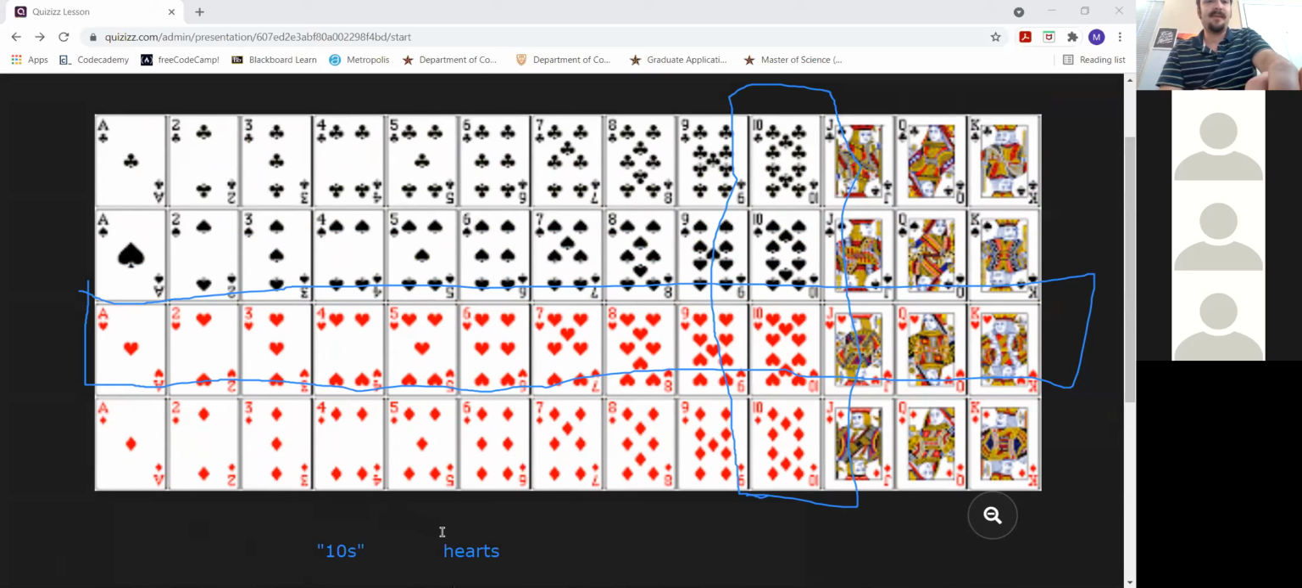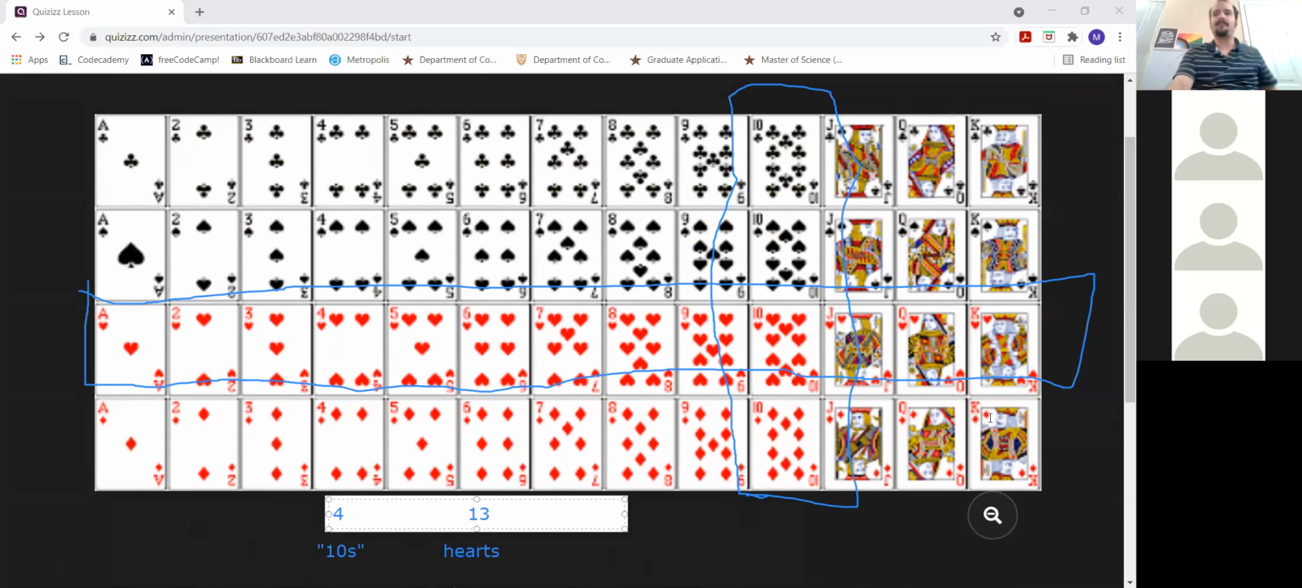And so if I'm thinking about how many 10s there are, there are 4 10s. There are 13 hearts. And if you tell me 17 is the number of cards I want to pick from, you're going to be off. Why is that? Because we need to subtract the overlapping one. Yep, one overlap, right? There's one that's an overlap.